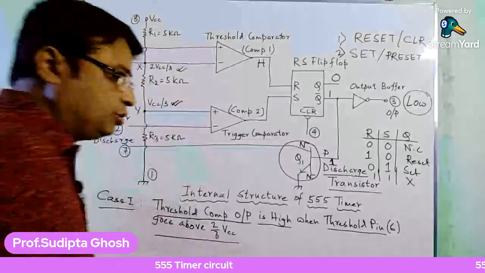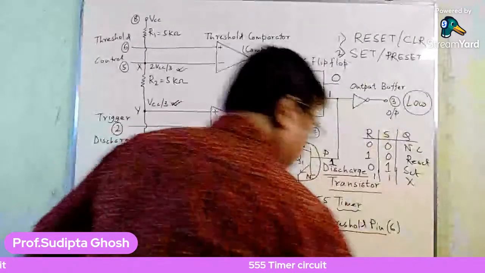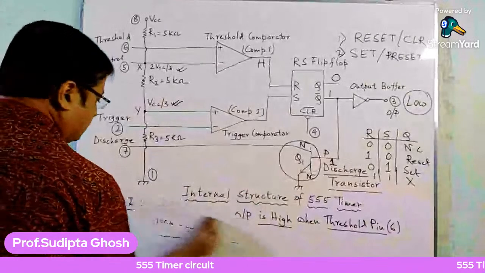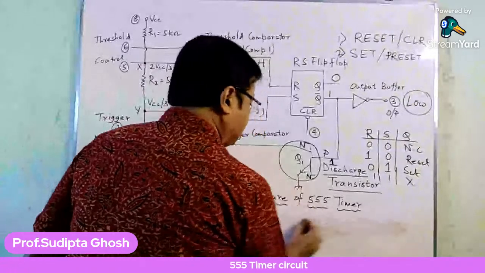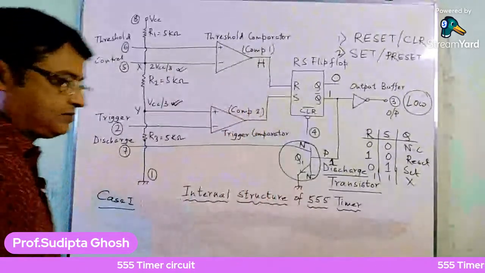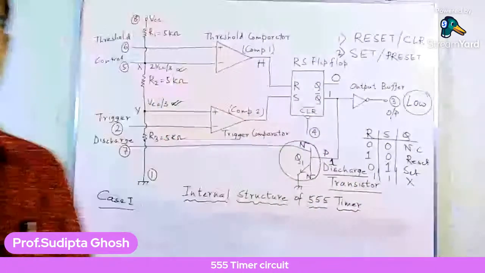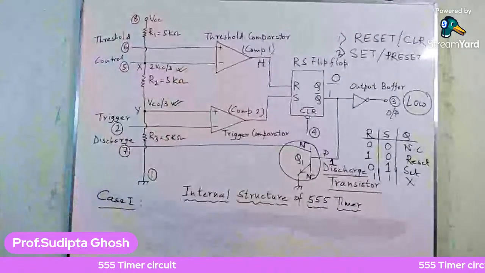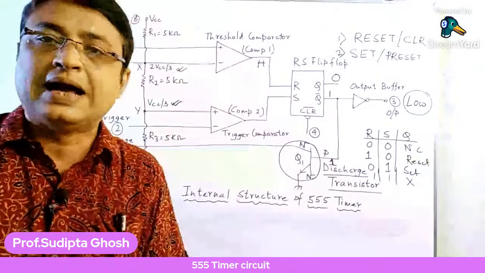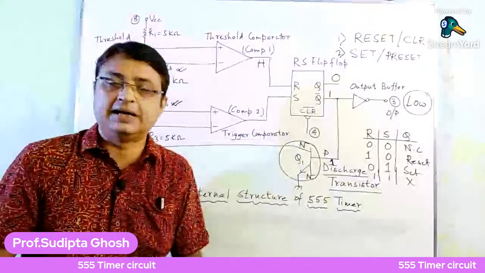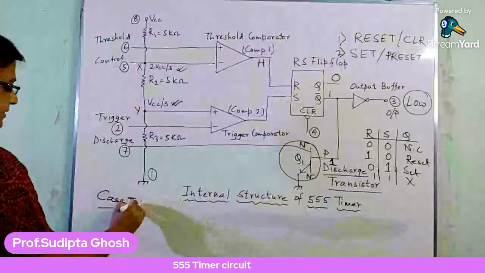So now let's move on to discuss case number 2. If you all can understand the internal operation of this 555 timer, it will be easier for the next class, that is tomorrow. I will discuss the astable multivibrator and the monostable multivibrator using this 555 timer, and then you will find it easier to go through the topic. So now case number 2.